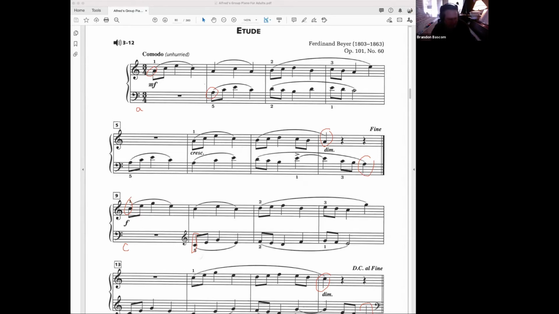Other questions? Comments? Yes. Are there any other pieces in the book that do this, like where you play in relative scale? There's one other, but I can't find it. There's another one that's similar.